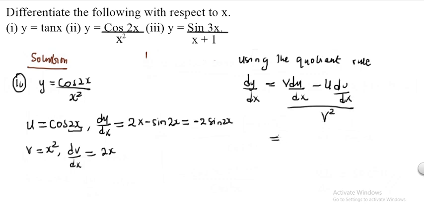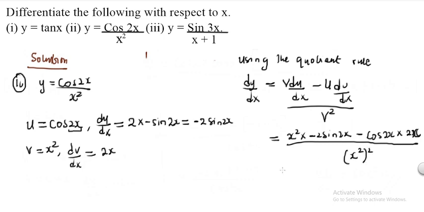So this is equal to, now v value from our question is x squared. So we have x squared times du dx, which is minus 2 sine 2x. This is minus 2 sine 2x minus u, which is cos 2x. So we have cos 2x here times dv dx, which is 2x. So we have times 2x here. Everything is simply divided by v squared. And v squared is simply x squared.